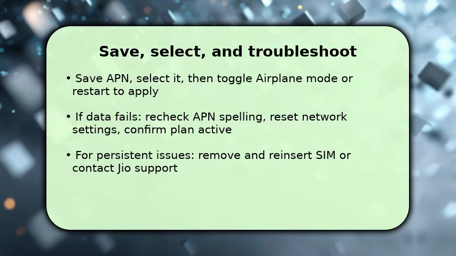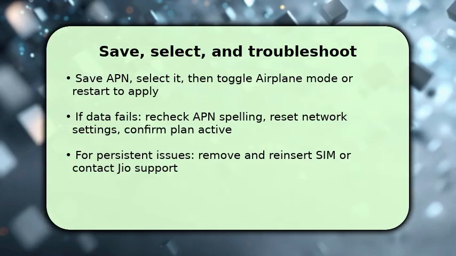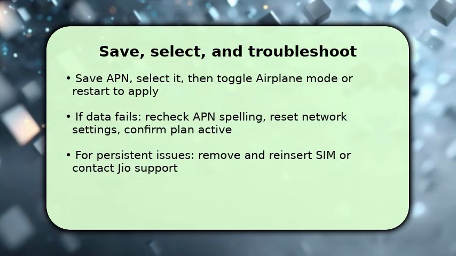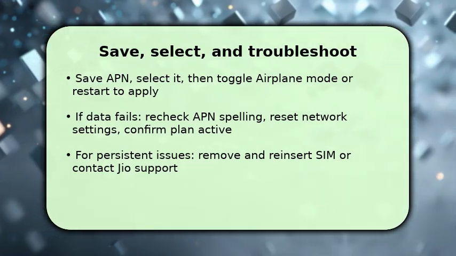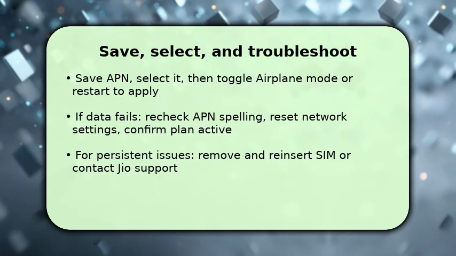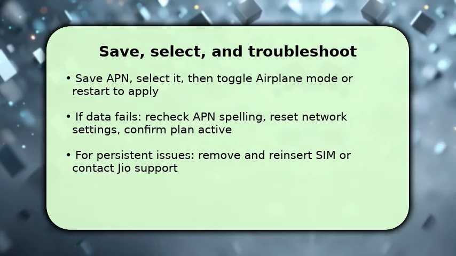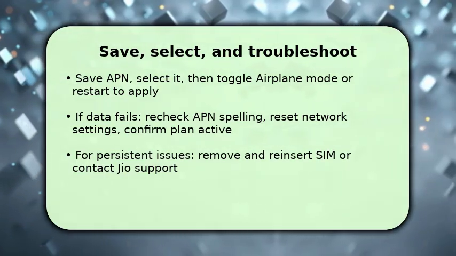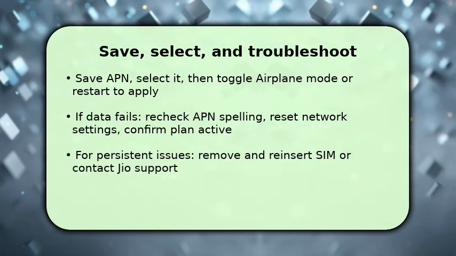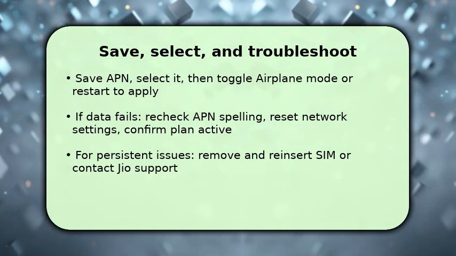If data does not start, recheck spellings like Geonet and ensure APN type and protocol are correct. Then reset network settings if needed and confirm your plan is active. If problems persist, remove and reinsert the SIM or contact Geo support. This often resolves provisioning or account-side issues that APN edits cannot fix.